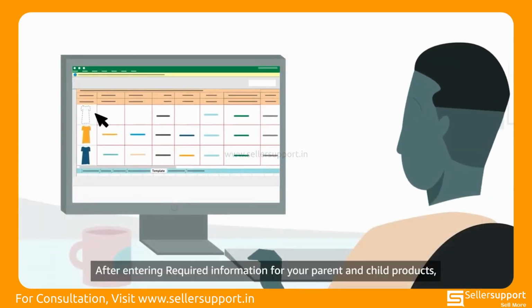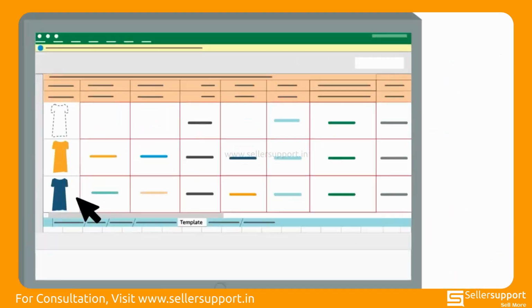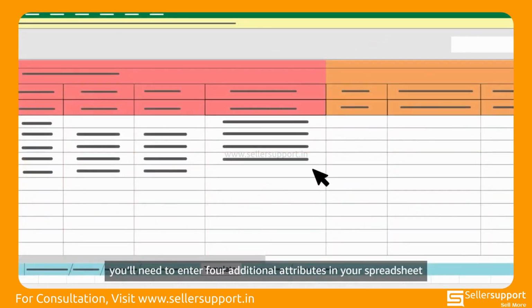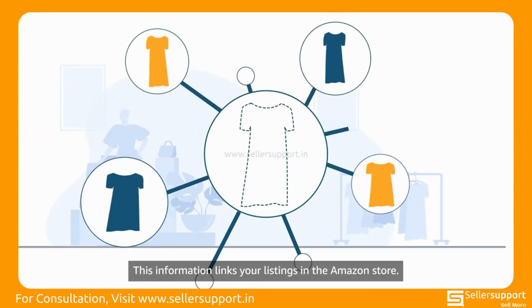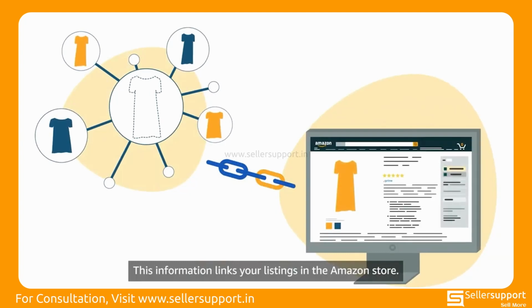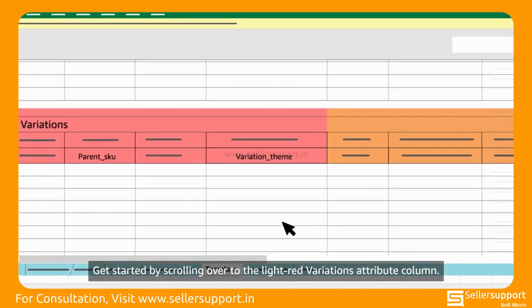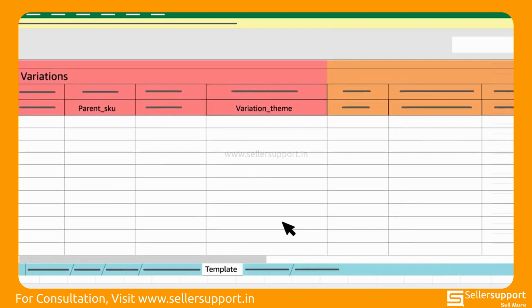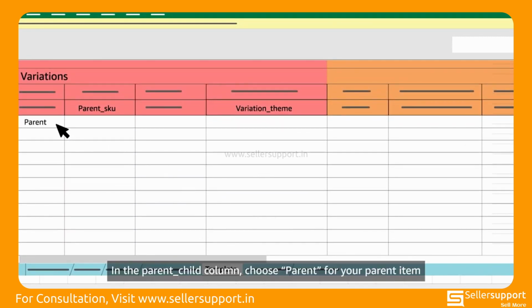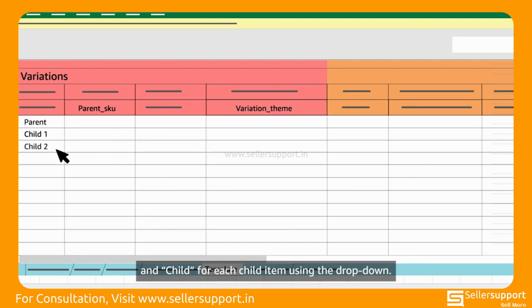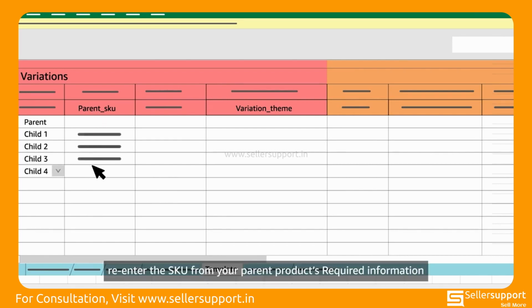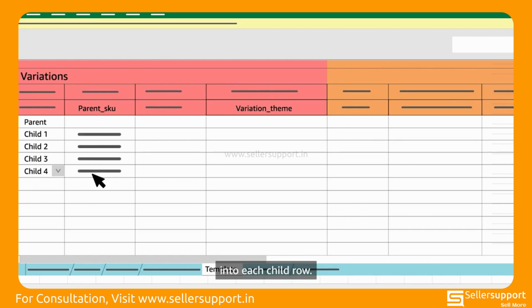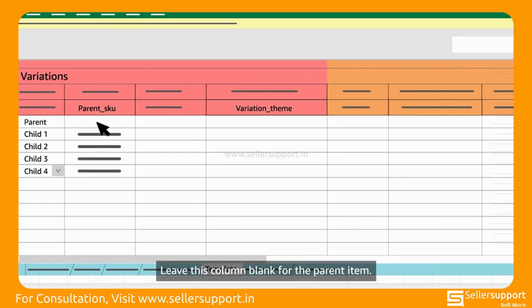After entering required information for your parent and child products, you'll need to enter 4 additional attributes in your spreadsheet to establish the parent-child relationship. This information links your listings in the Amazon store. Get started by scrolling over to the light red variations attribute column. In the parent-child column, choose parent for your parent item and child for each child item using the drop-down. In the parent SKU column, re-enter the SKU from your parent product's required information into each child row. Leave this column blank for the parent item.